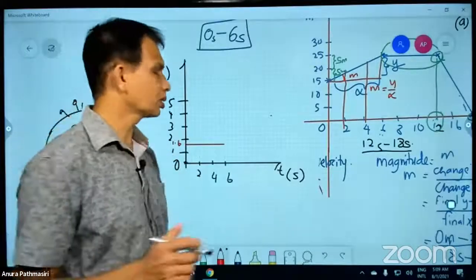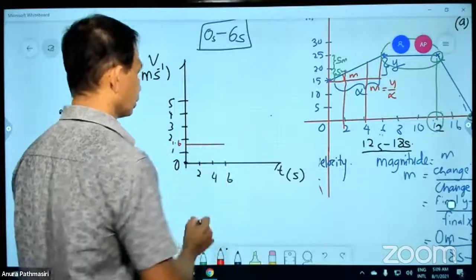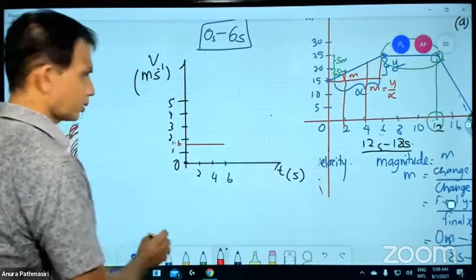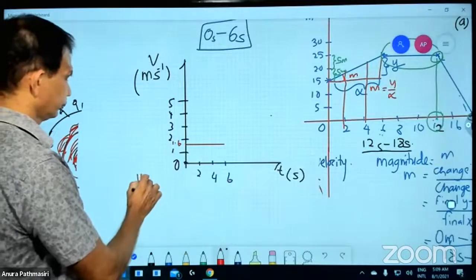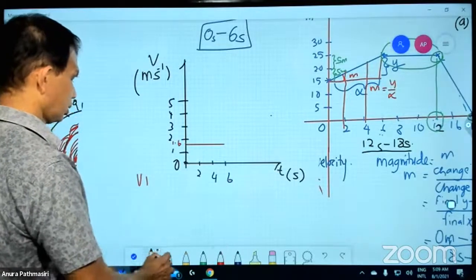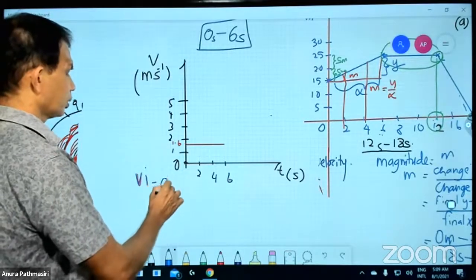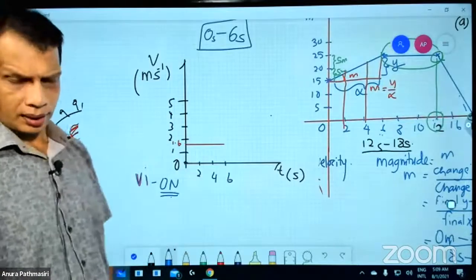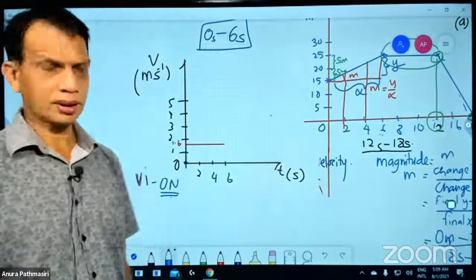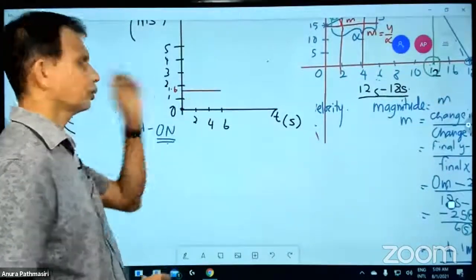Yes, the answer is that the resultant force is 0 Newton. Now give a reason for this answer. Why do you say it is 0 Newton?